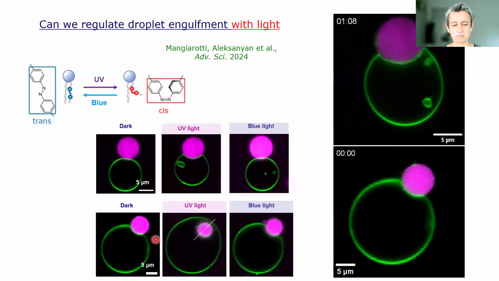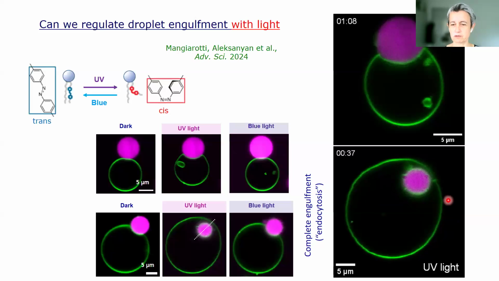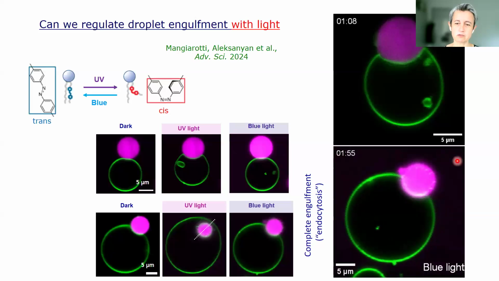And if you have a smaller droplet and a larger vesicle, you can even go to the extent of complete engulfment, or something like you can think of endocytosis, but this is reversible. So you shine blue light and the droplet goes out.